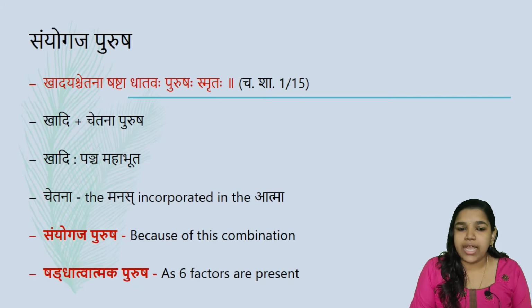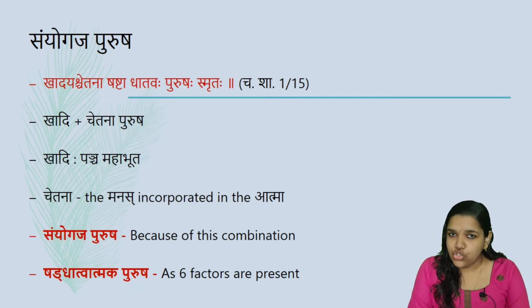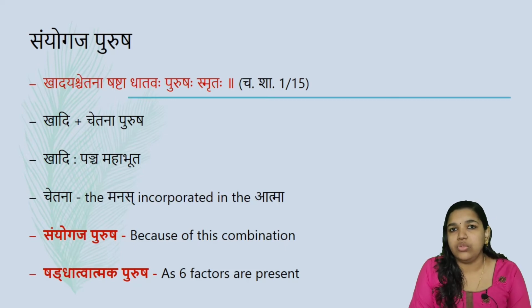Similarly, the Purusha or the Sharira is composed of different other factors. For example, Khadayas Chetana Shashta. Khadi refers to the Pancha Mahabhuta. Kha refers to Akasha, so Akashadi Pancha Mahabhuta, and along with that Chetana. Chetana refers to the Manas or the Atma. Along with the combination of Manas and Atma, this Pancha Mahabhuta produces the Chetana Yukta Sharira. So Pancha Mahabhuta are 5 in number, and Manas along with Atma constitute the Chetana, which is the 6th factor. As 6 factors are present in this combination of Sharira or Purusha, we call it Shaddhatwatmaka Purusha.